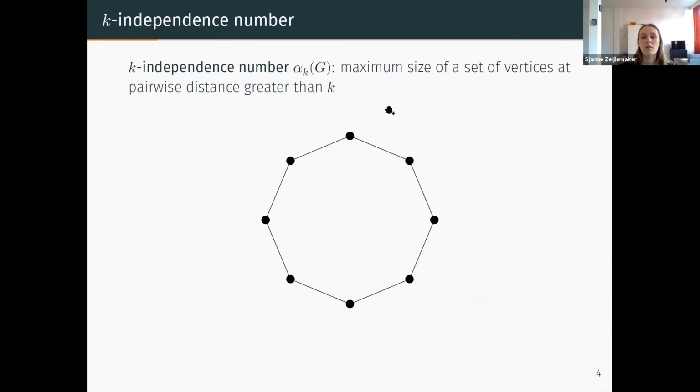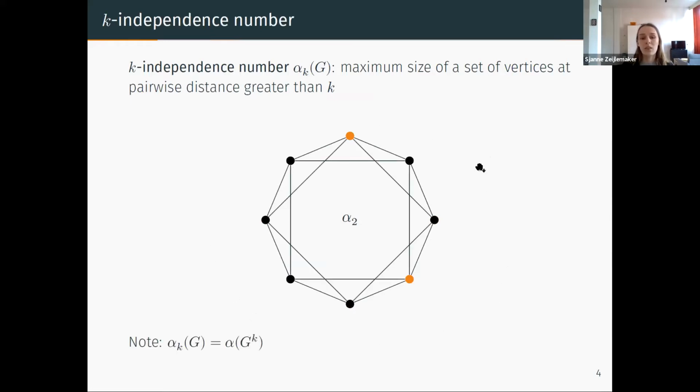For these graphs, we can also generalize the independence number. The k-independence number is the maximum size of a vertex set where the pairwise distance is greater than k. For k is 1, that just means we have the independence number, so vertices cannot be neighbors. But for k is 2, for example in this 8-cycle, you see that you can only select 2 vertices. It's easier to see if you note that the k-independence number is really just the independence number of the kth graph power.